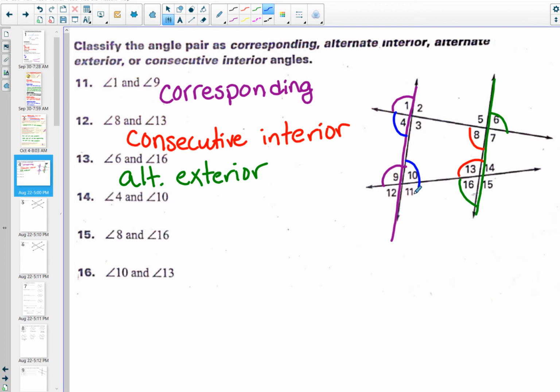Who said? You're thinking it, right? Awesome. Yes, they are alternate interior. Why? You're right. They're on the inside. They're in between those two lines, and they're on alternating sides of my transversal.